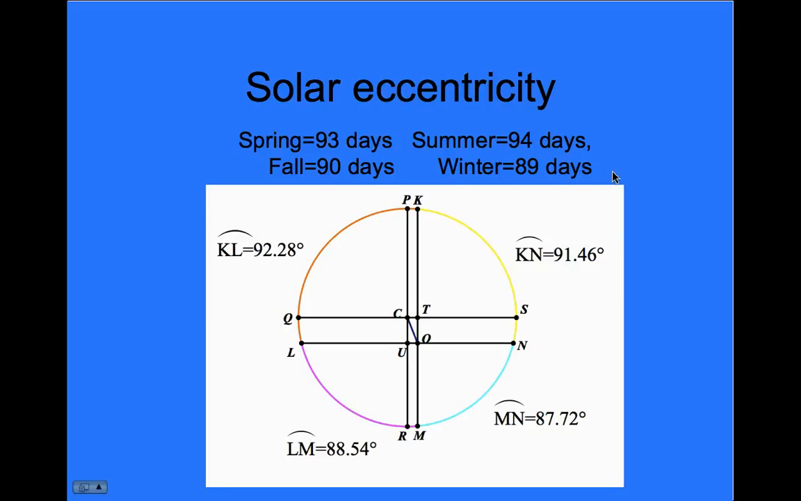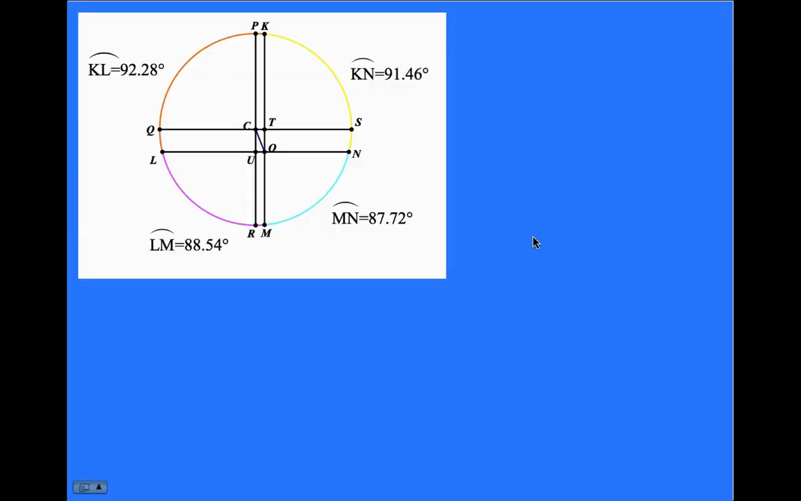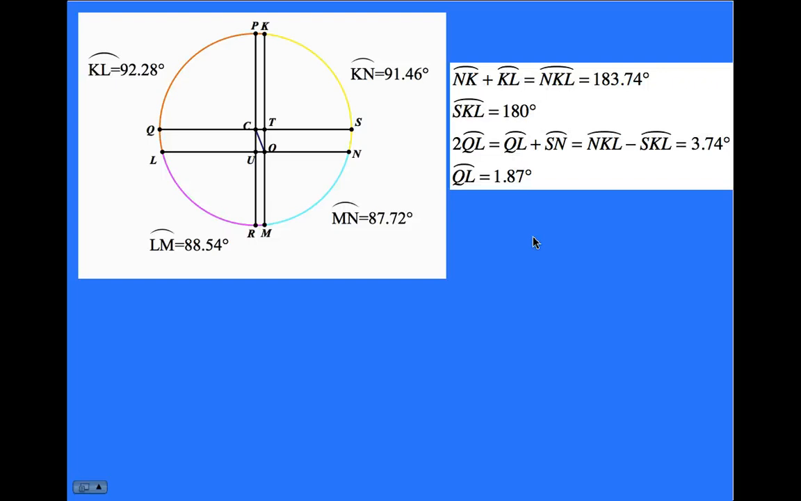I have the number of days turned into arc lengths by degrees. Spring there is 91.46 degrees, summer 92.28 degrees. I have all these angles here, and the goal is to figure out how big CO is compared to the radius of the whole circle, and that's what's called the solar eccentricity. And it turns out it can be done pretty quickly and easily.